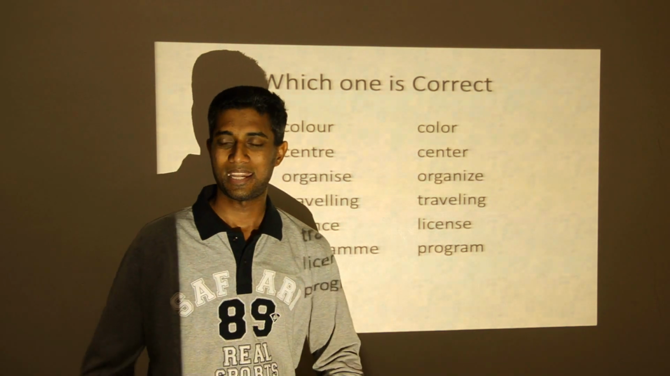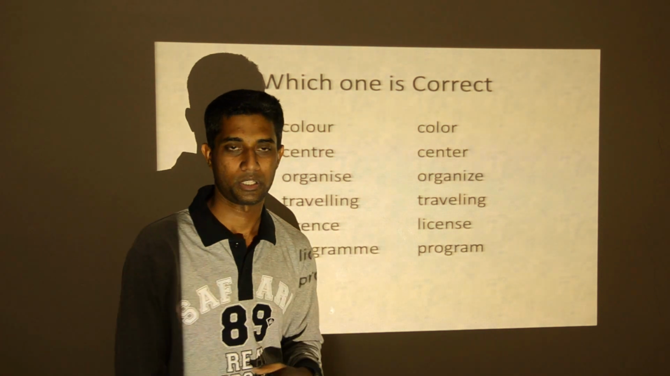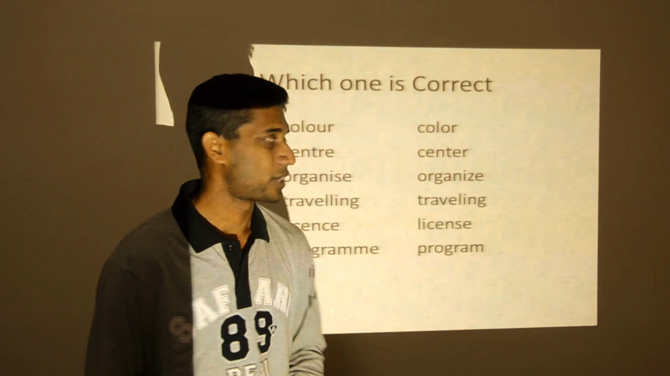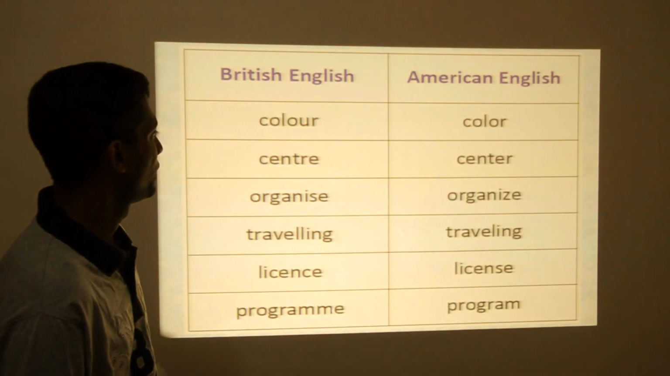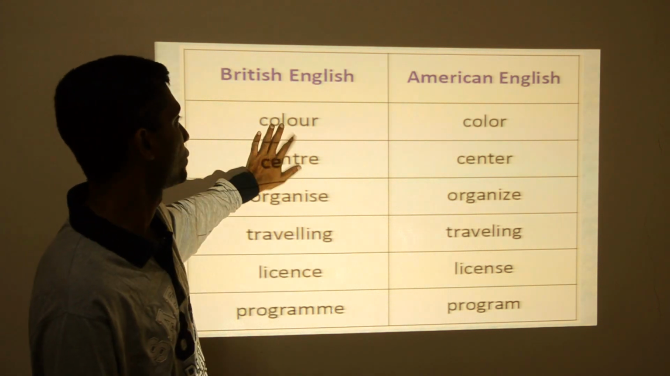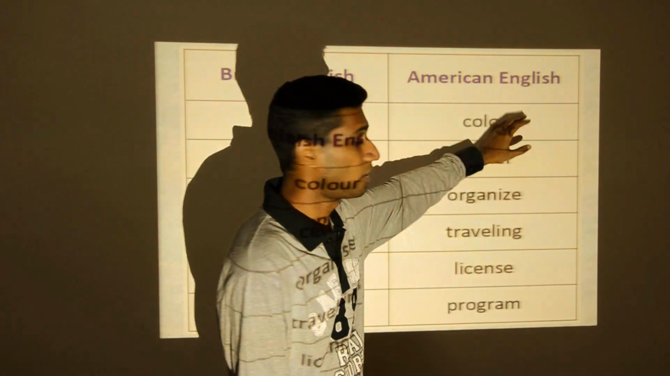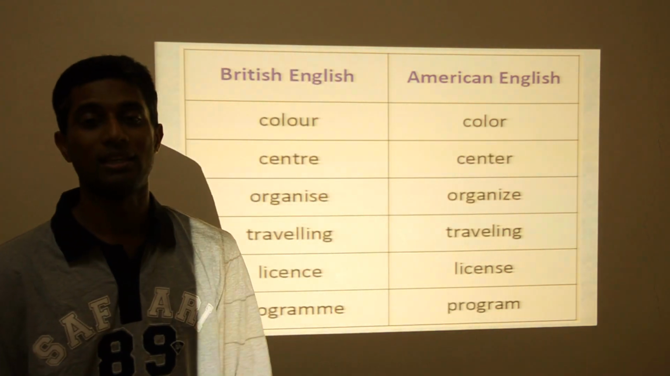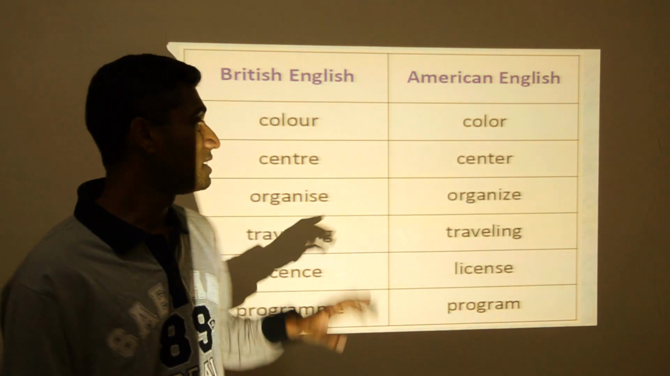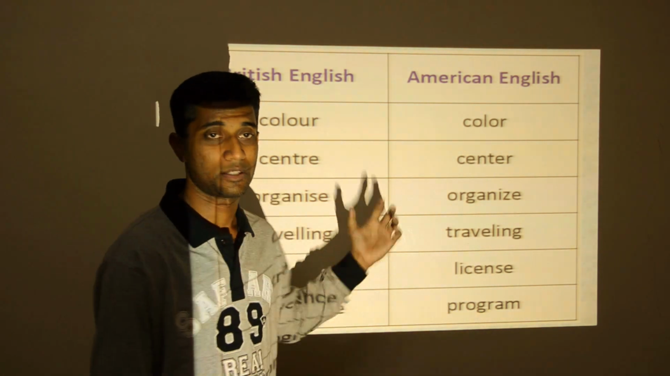Now, can you tell me which row is the American English and which row is the British English? Okay, so here is the answer. The left side column, these words are the British spelling, and the ones on the right side are the American spelling. Now, these are only 6 examples I've given you. There are a lot more than these 6.